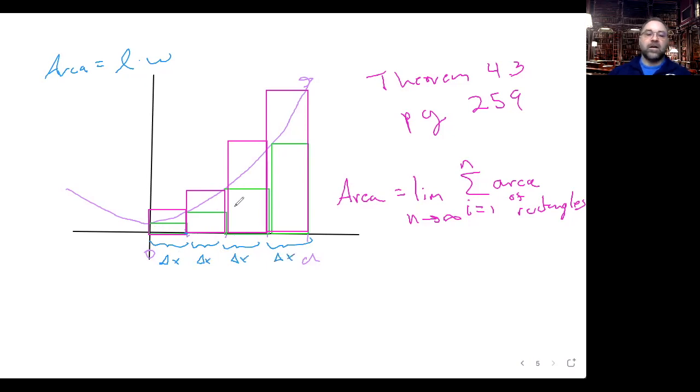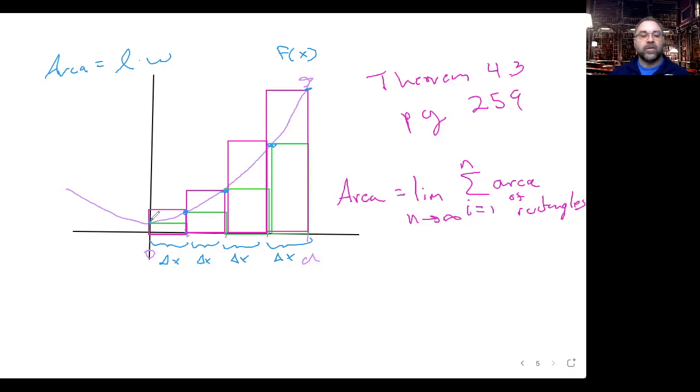Okay, and let's just talk about each of these points here on the graph. How high up, or what's the length of that rectangle? Well, depending on which side you're at, it could be the left side for the left rectangle, the right side for the right rectangle. It's just some function of x. It's whatever that new x is.